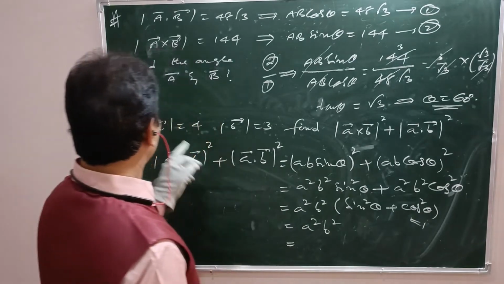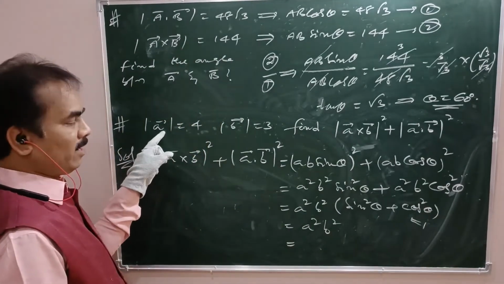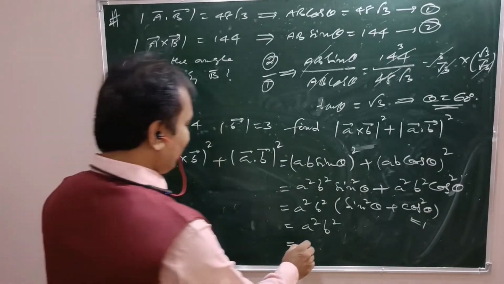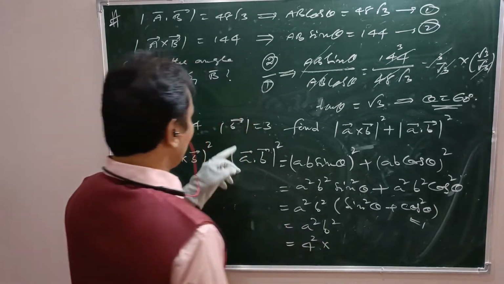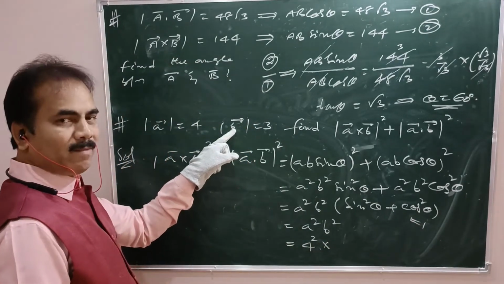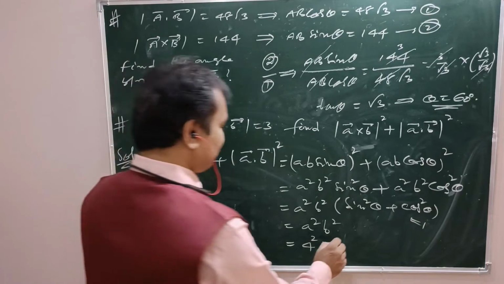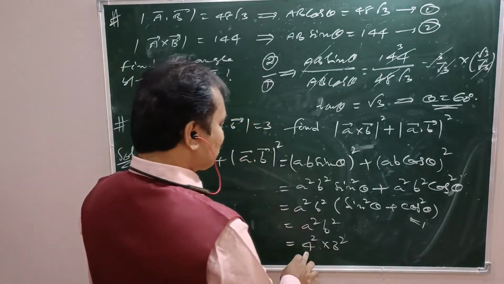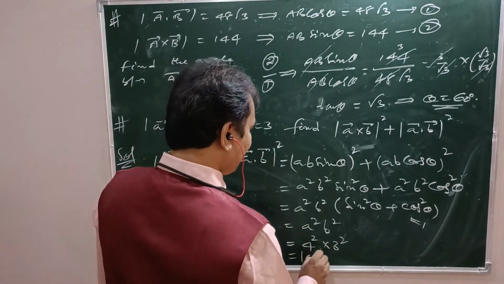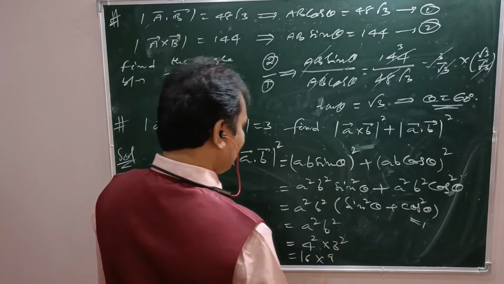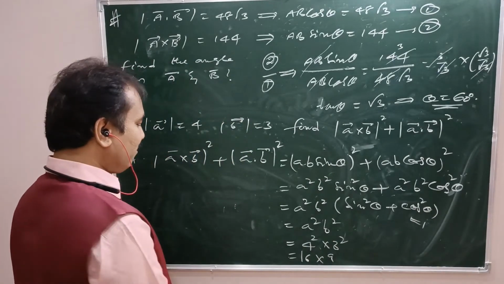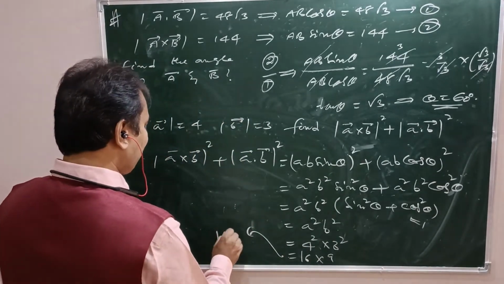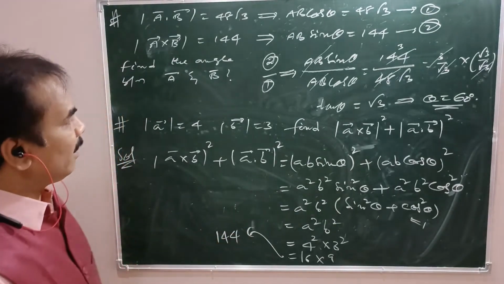So a square, what is a? A means mod of a bar, that is 4. 4 square into b square, what is b? Mod b bar means b, that is 3. 3 square. Okay, 4 square 16 into 3 square 9. So 16 into 9, that is 144. So the answer is 144. Right.